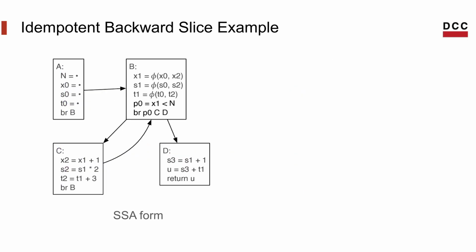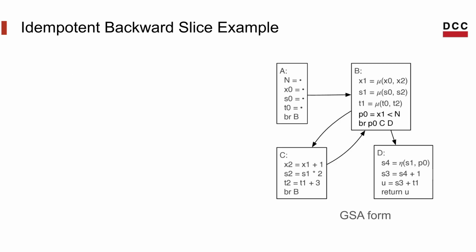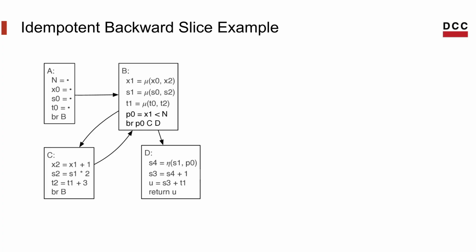Now, say our program is represented in SSA form in a control flow graph. When we convert the SSA form to the GSA form, we get the CFG on the right. Note that the phi functions were replaced by either a mu function or an eta function. The GSA program is the one we are going to use to outline a new idempotent backward slice. In this new representation, our slice criterion is variable S3.